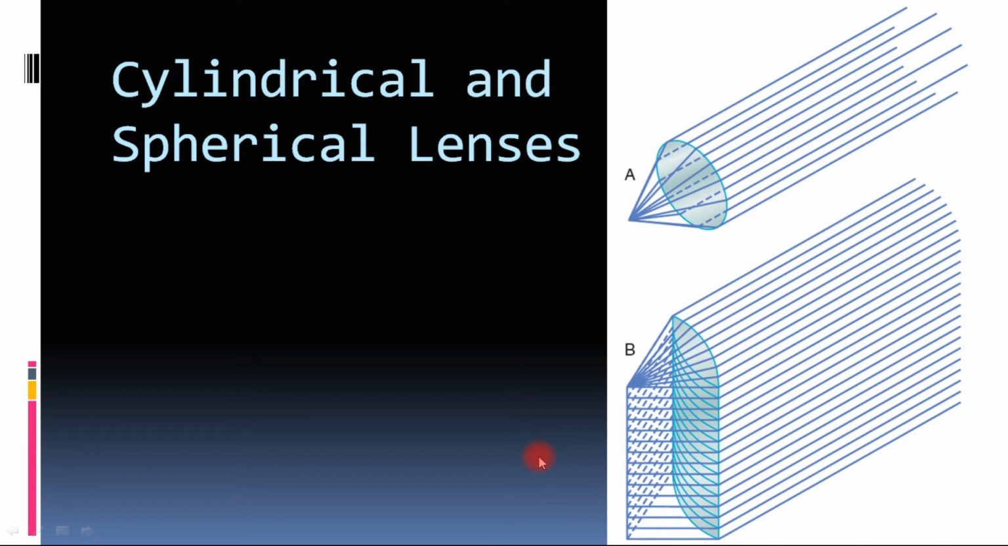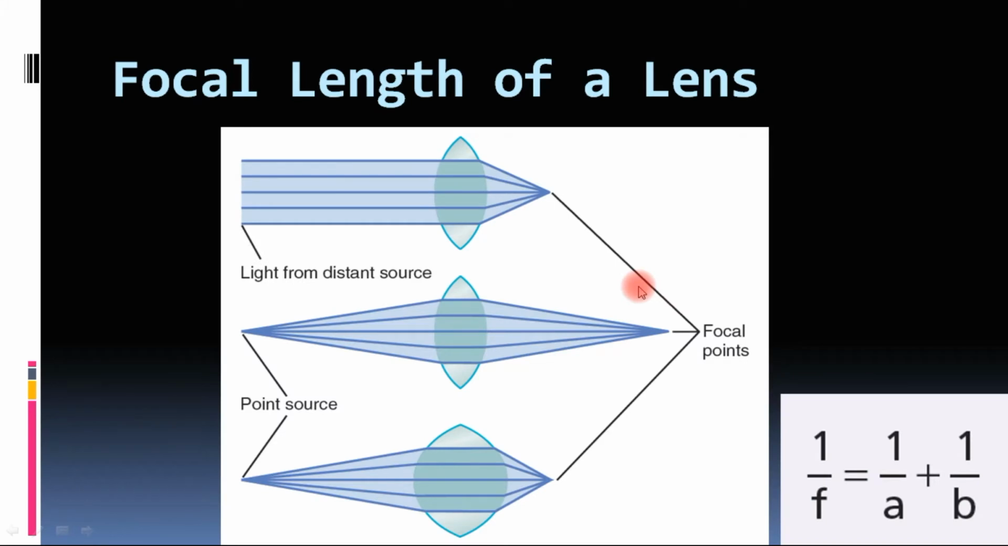The understanding of cylindrical and spherical lens is important because in a particular refractive error which is known as astigmatism, the cylindrical lens is the one which is used. In astigmatism there is a refractive error in a particular plane, and to correct that refractive error of a particular plane, the cylindrical lens has to be used. So that is why it is very important to understand the concept of cylindrical and spherical lenses. Coming to the next aspect, the focal length of a lens.